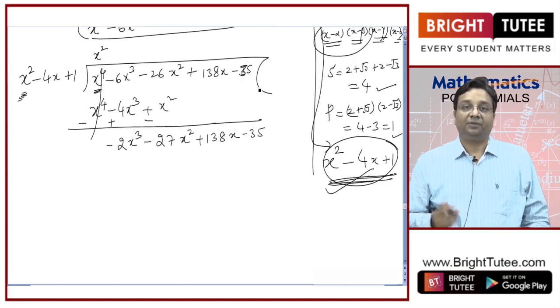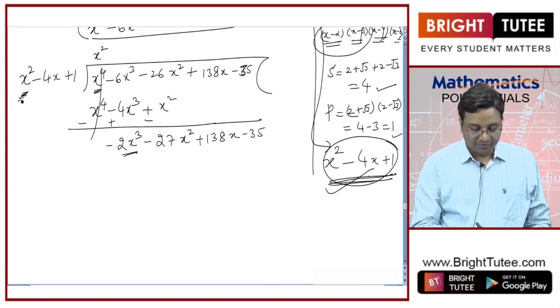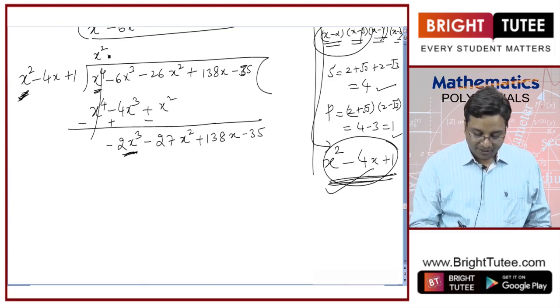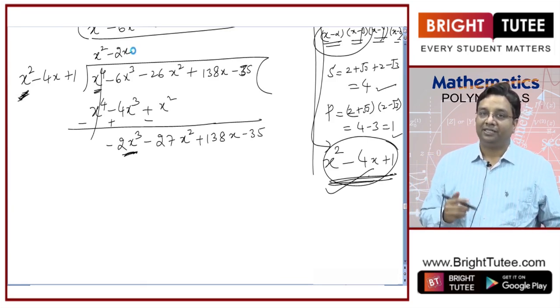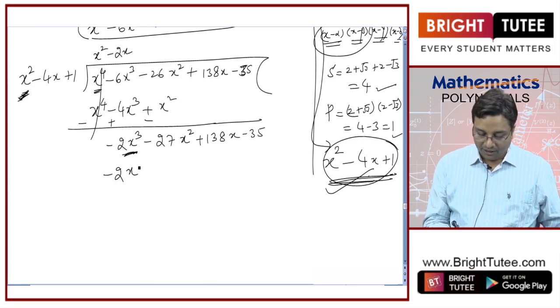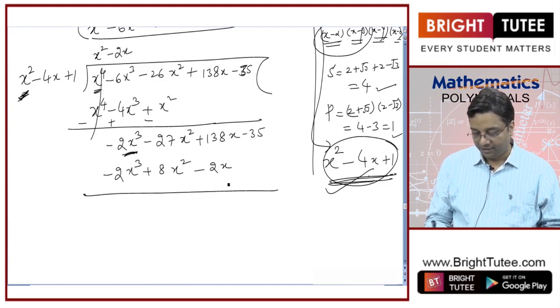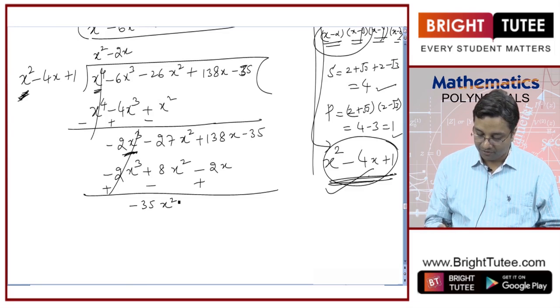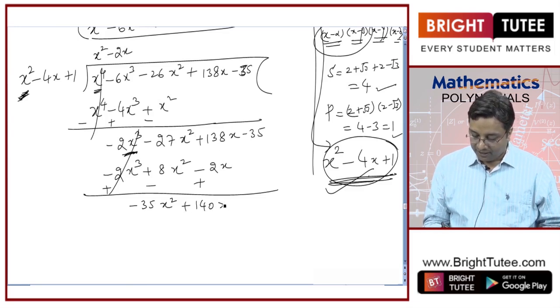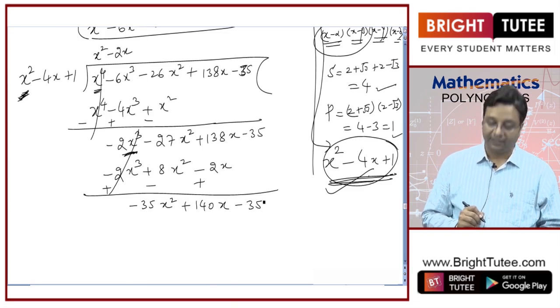Now repeat the same step again. Concentrate on this term and this term. How do we create this term from this term? By multiplying it by minus 2x, right? When I multiply x square by minus 2x, it will give me minus 2x cubed. Now write the rest of the terms. Plus 8x square minus 2x, right? Then subtract again. This term will get cancelled. Minus 27 minus 8 will become minus 35 x square plus 140 x minus 35, right?